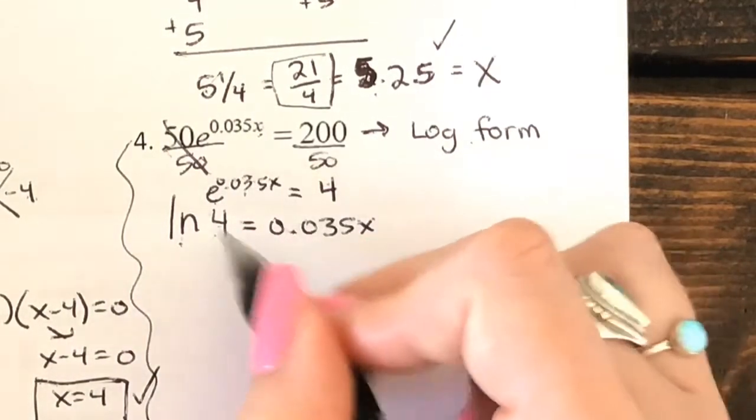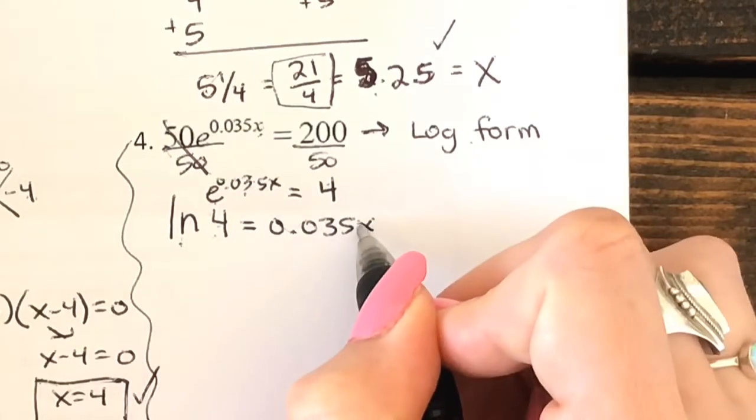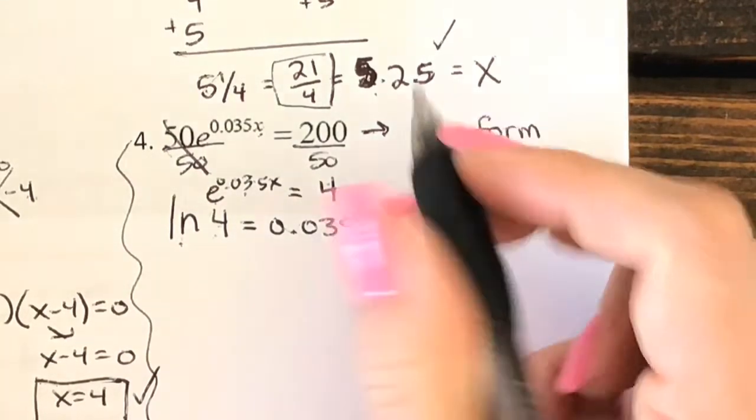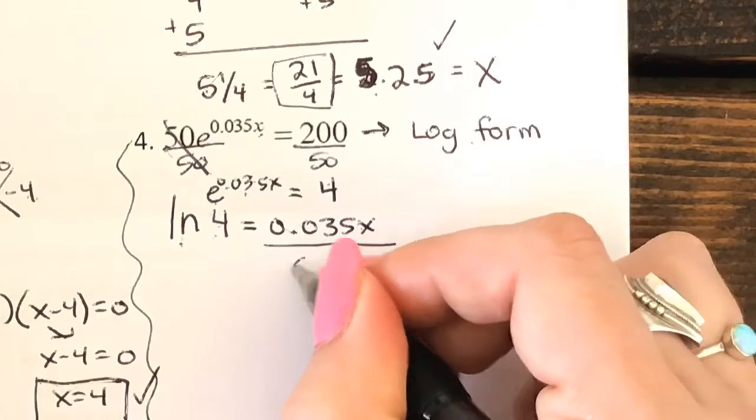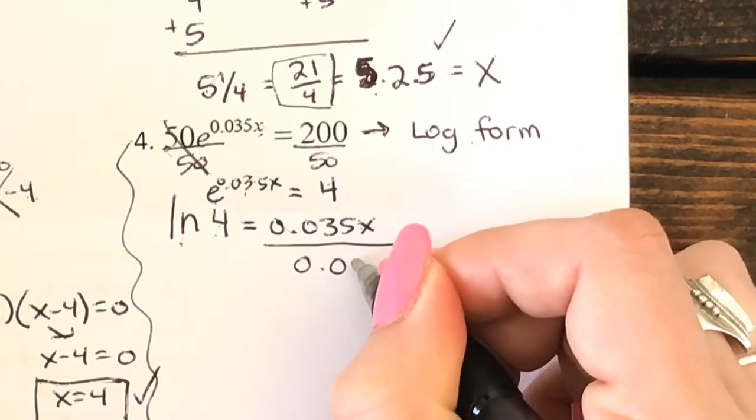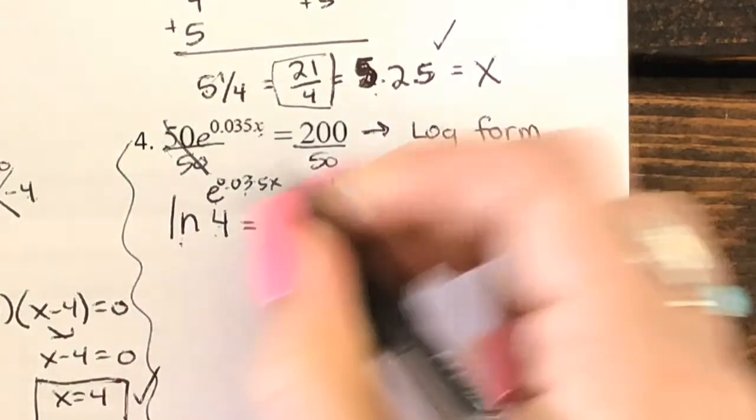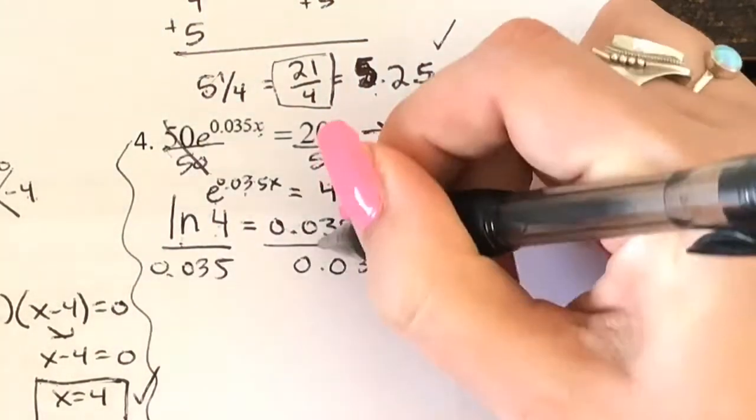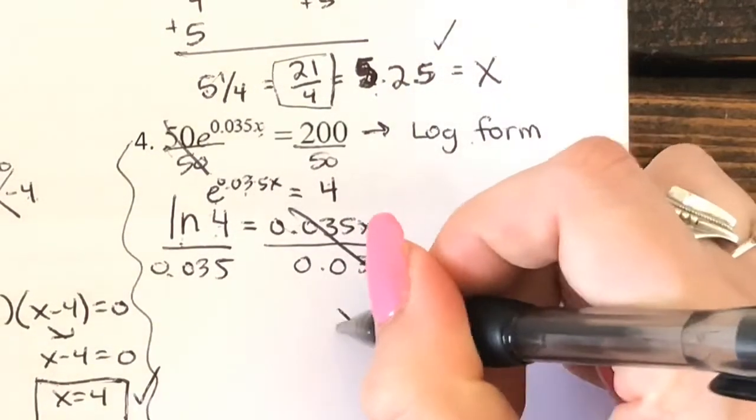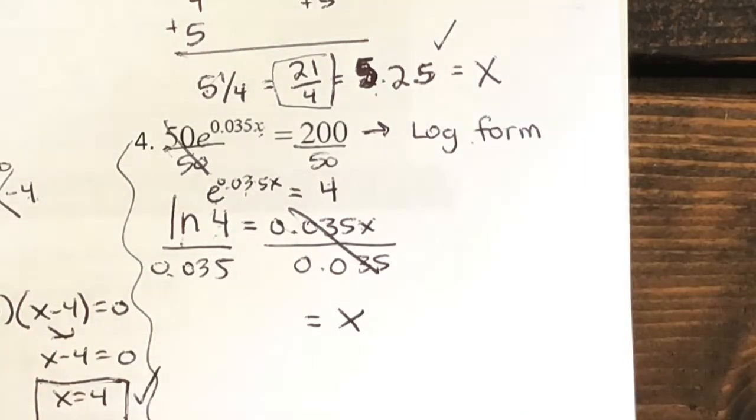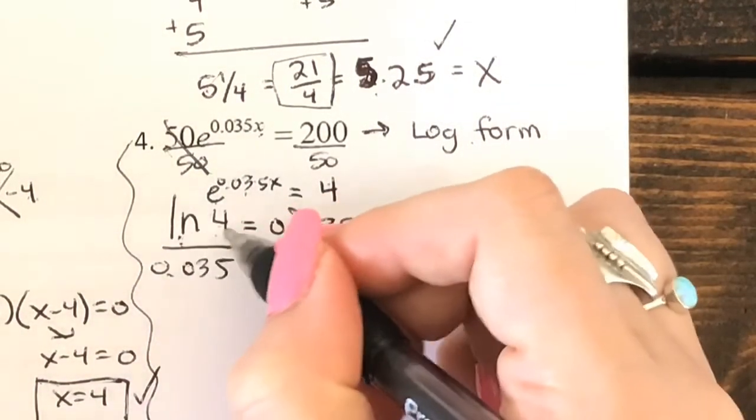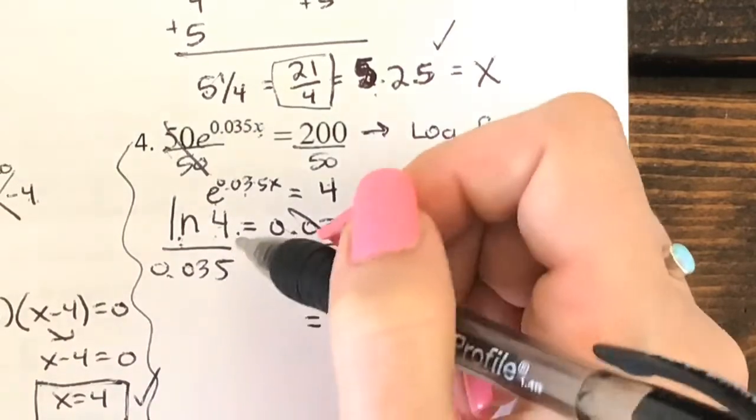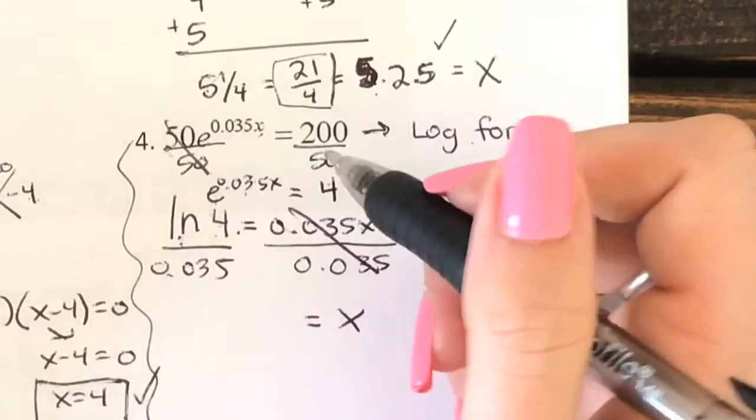But the whole reason we want to do that is now that this exponent's come over here, I can isolate x a little bit better. So I'm going to divide by 0.035. And now x is alone like we want it to be. And we have this natural log of 4 divided by 0.035. And we'll just use our calculator for that.